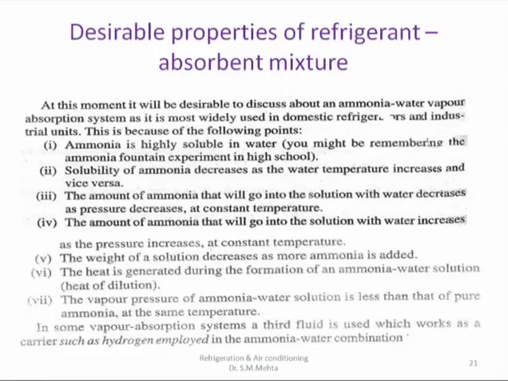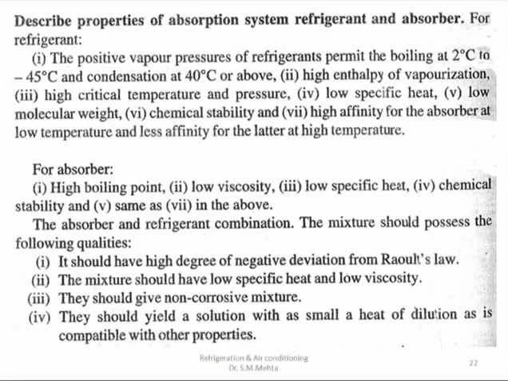So, desirable properties of absorption system, refrigerant and absorber. Positive vapor pressure permits boiling at 2 degrees centigrade to minus 45 degrees centigrade, and condensation at 40 degrees, that is higher pressure and temperature. High enthalpy of vaporization, high critical temperature and pressure, low specific heat, chemical stability, low molecular weight, high affinity for the absorber at a lower temperature, and less affinity for the latter, that is the generator, at a higher temperature.